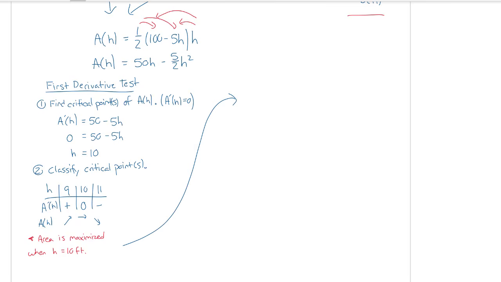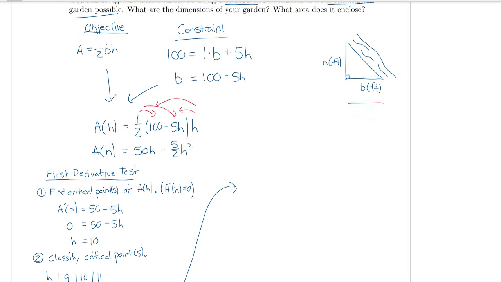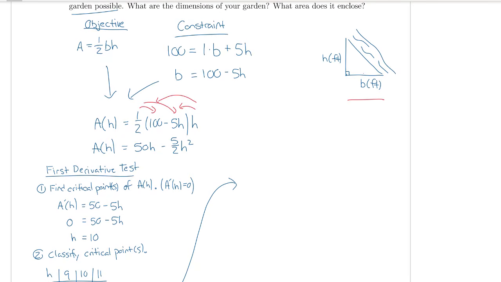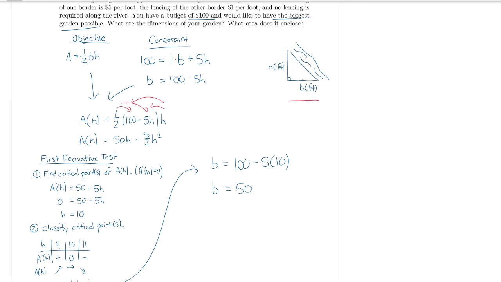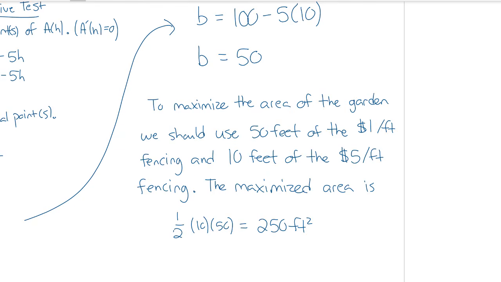So now we need to find the base, but we can do that with one of our equations that we already have up here. We found, based on our constraint, that our base was 100 minus 5h. So we just plug in 10 for h, and we can solve. So we get a base of 50 feet. Now we just need to put all of this together and summarize our results.